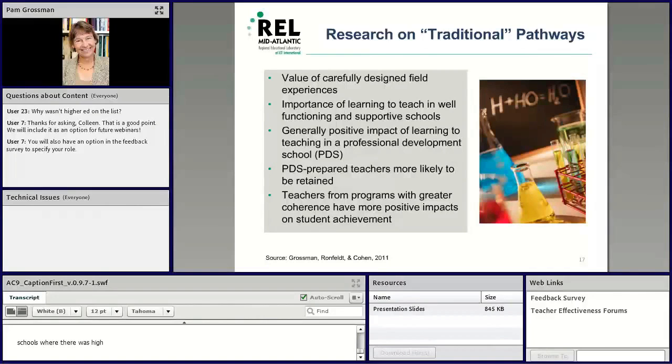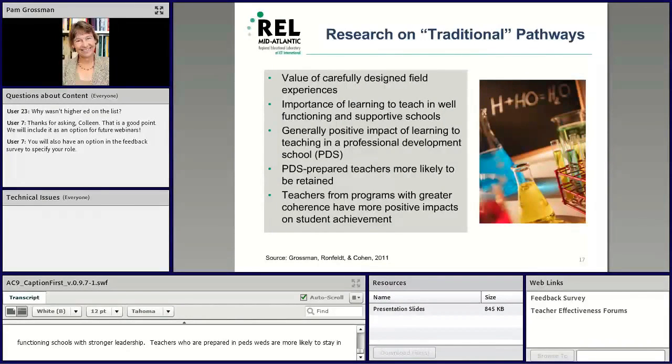There's also been research on the value of doing your field experience in a professional development school, and the research suggests that there's generally a positive impact. Again, that might have to do with the nature of that school and the features of professional development schools. They may have been chosen because they are better functioning schools with stronger leadership. And again, teachers who are prepared in professional development schools are more likely to stay in the profession longer.